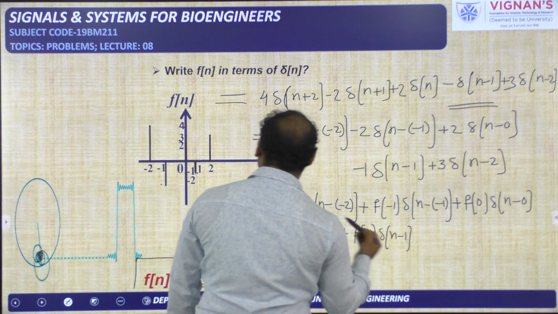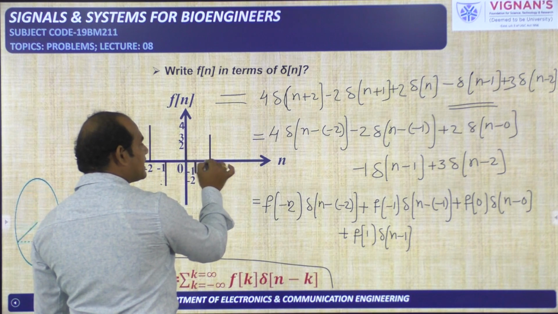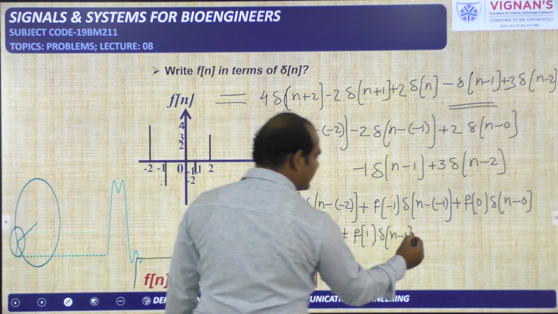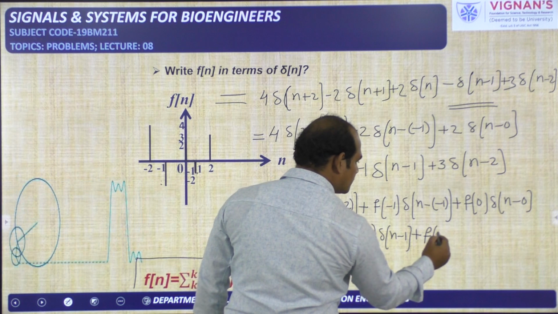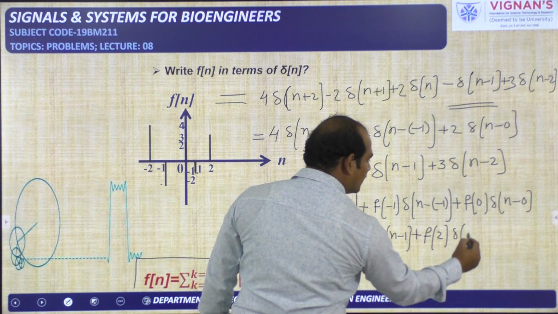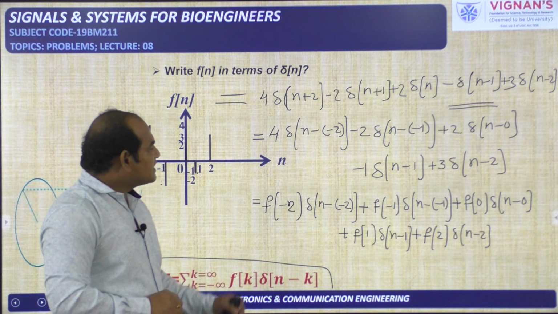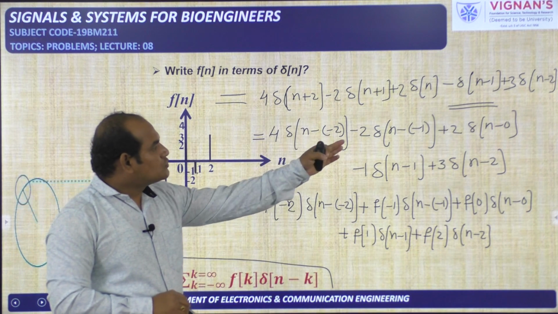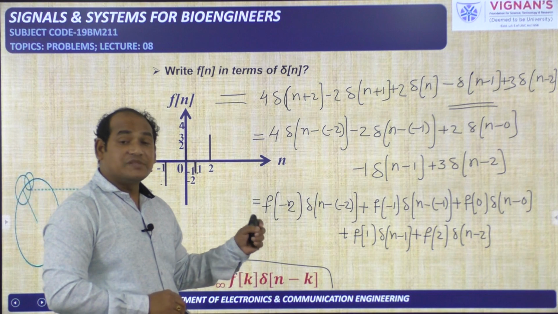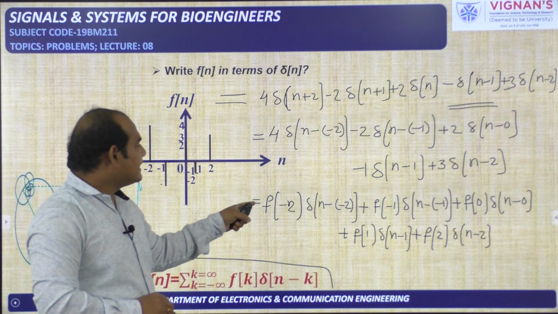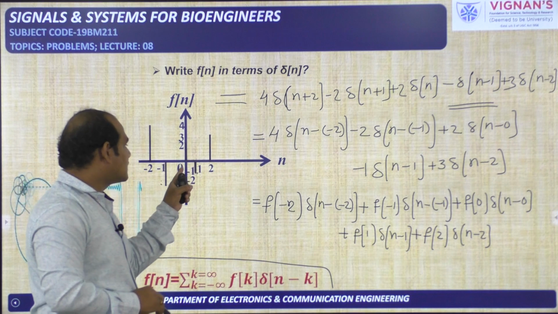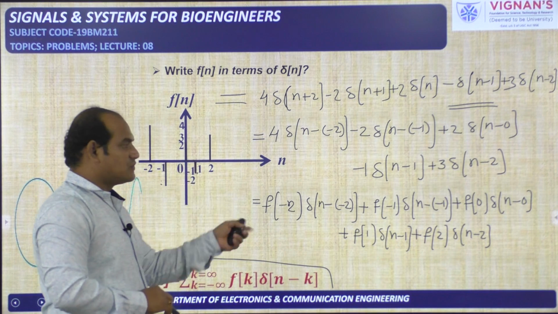Next, plus 3. Plus 3 is available at n is equal to 2. So that's why it is f of 2 delta of n minus 2. So in this way we can represent. So you see now, instead of 4, minus 2, 2, minus 1, 3, that means in place of the amplitudes, we have written in terms of f of minus 2, f of minus 1, f of 0, f of 1, f of 2, like that we have written.